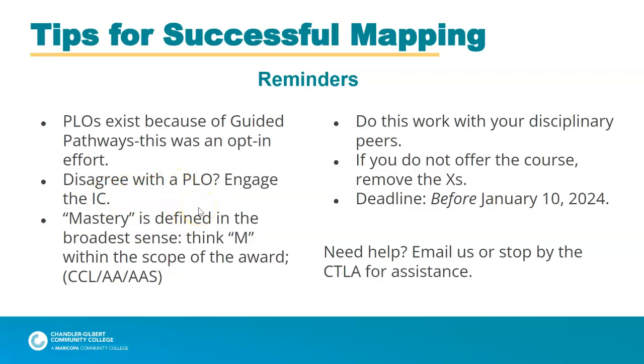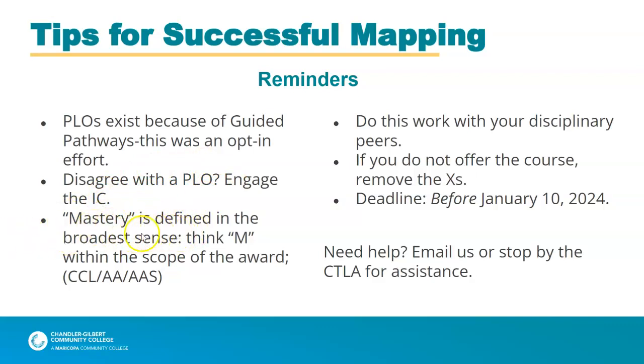You might find that you read a program learning outcome and you disagree with it. Your faculty decide that there is no possible way that that program learning outcome exists within the degree, or it cannot be measured within the courses it is identified and existing in. That is an opportunity to engage your representative on the respective instructional council and begin the conversation to have that program learning outcome either removed or revised.